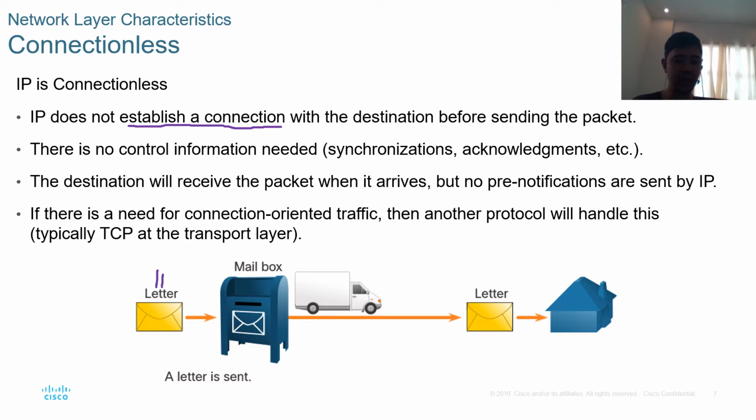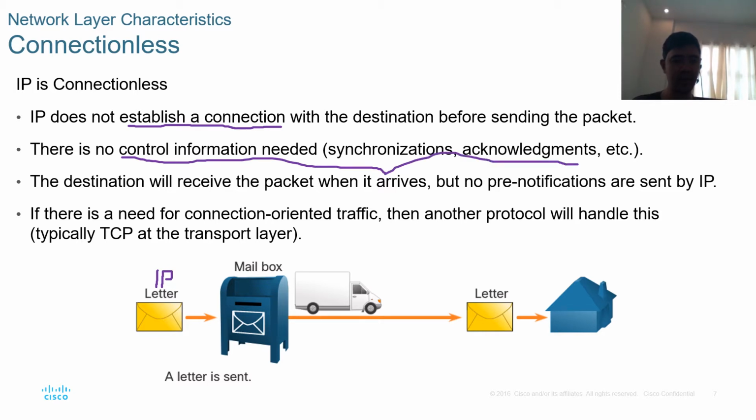What we mean by establishing a connection is, IP alone, the IP address alone, does not care if this mail is being received by the destination. It only cares about having an identifier. IP's role is just to place an identifier, the IP address, in the data. So there's no control information, synchronization, or acknowledgement. These terms are seen in TCP.